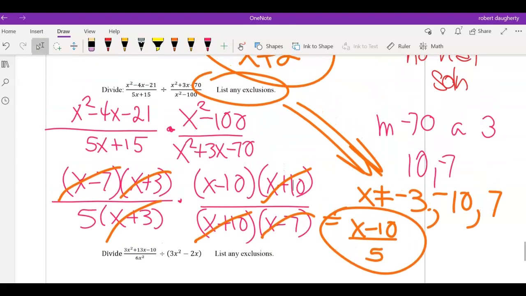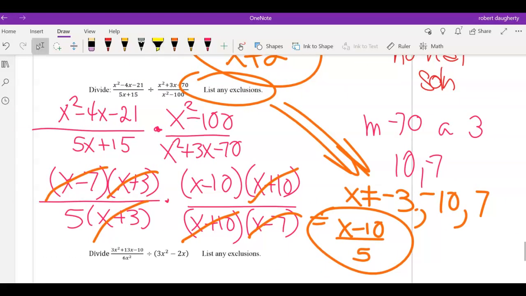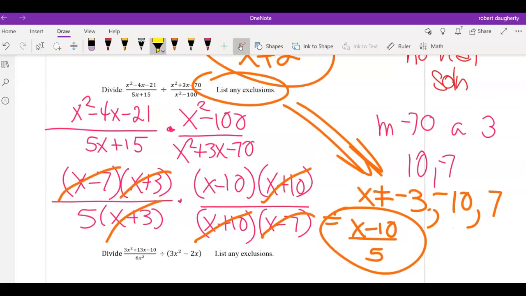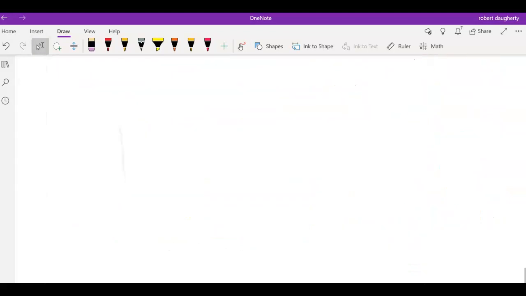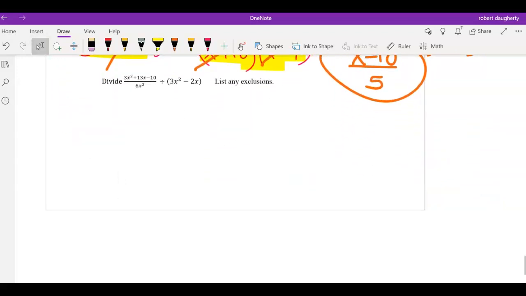Now the key was, remember, I turned it into a multiplication. That's when I turn it into a multiplication, and then that's when I go looking for my exclusions, rather than doing it from the very beginning with the division, because you're going to flip that fraction anyway. So let's look and see. I think there is one more before we're done with this. Yes, and you are almost there. So let's look at this.